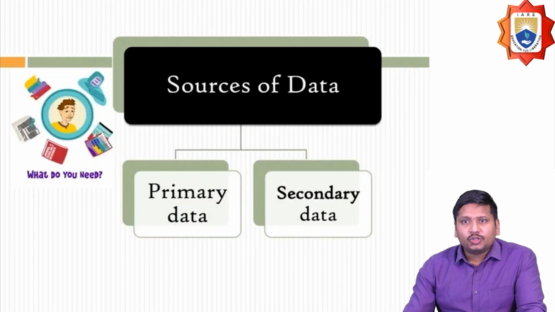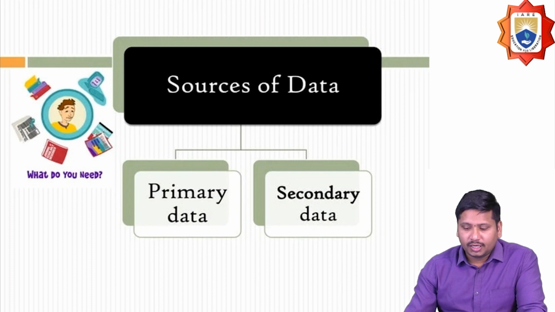Now we're going to see the various sources of data. The first is the primary data, and the second one is the secondary data. The data we initially collect is the primary one, like collecting data through person to person interviews. Secondary data means data you get from other sources like the internet, books and so on.